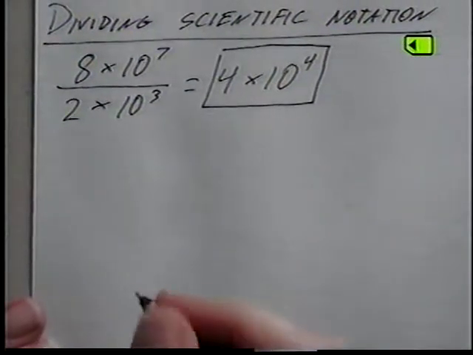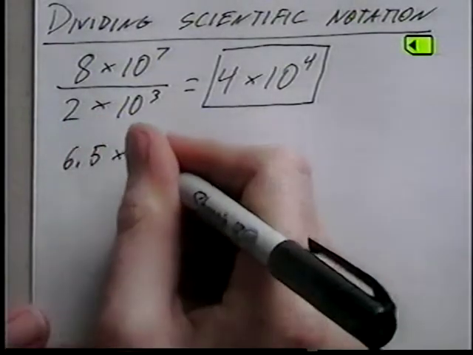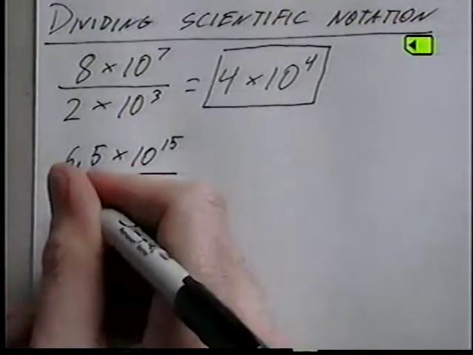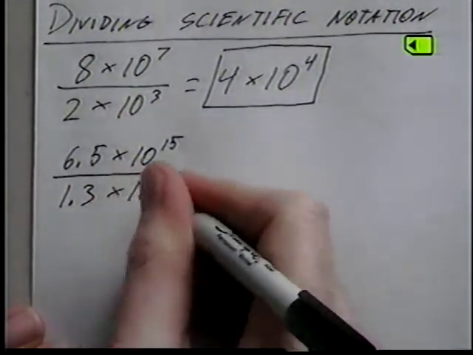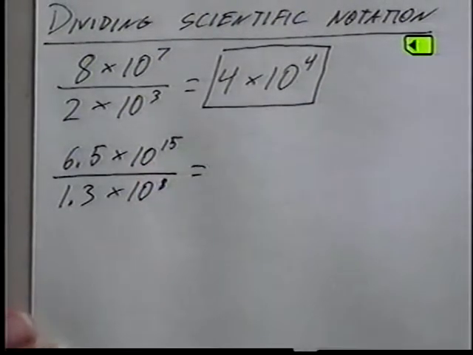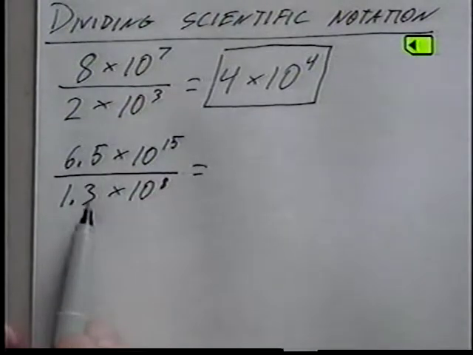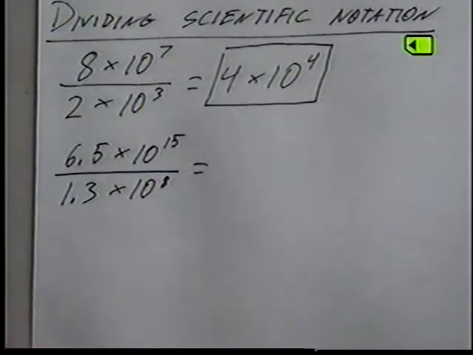Second question is 6.5 times 10 to the 15th divided by 1.3 times 10 to the 8th. Again, each of these numbers are scientific notation. Each of them is less than 10, and both of them are times 10 to some exponent.